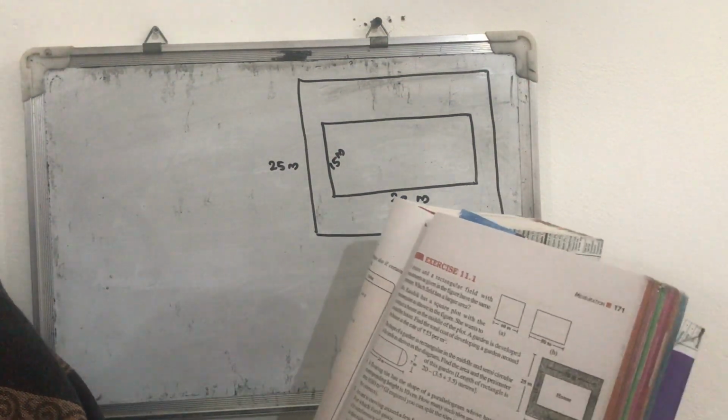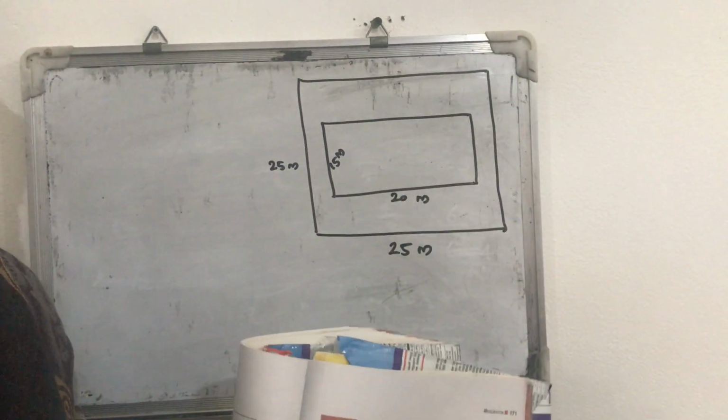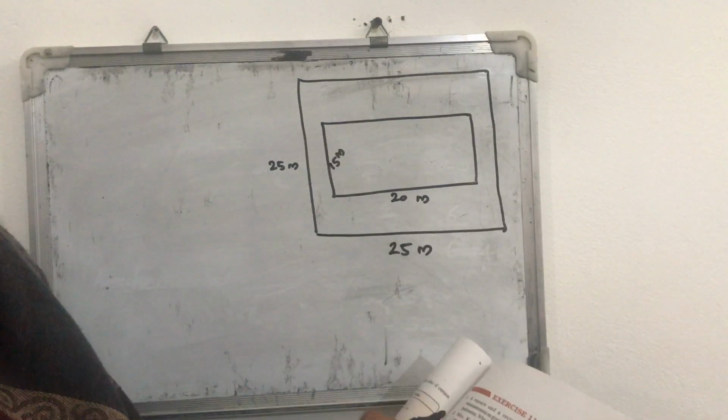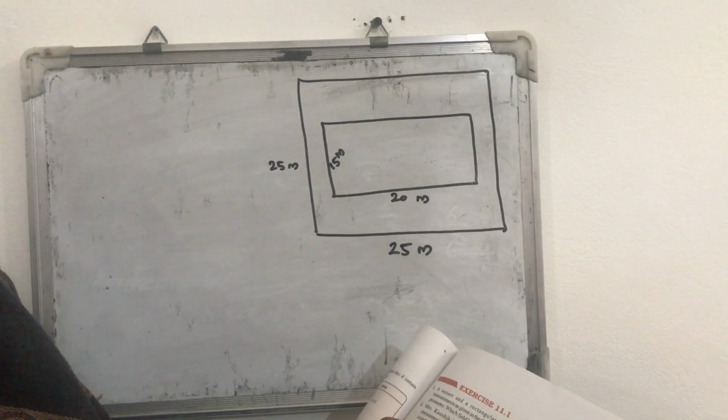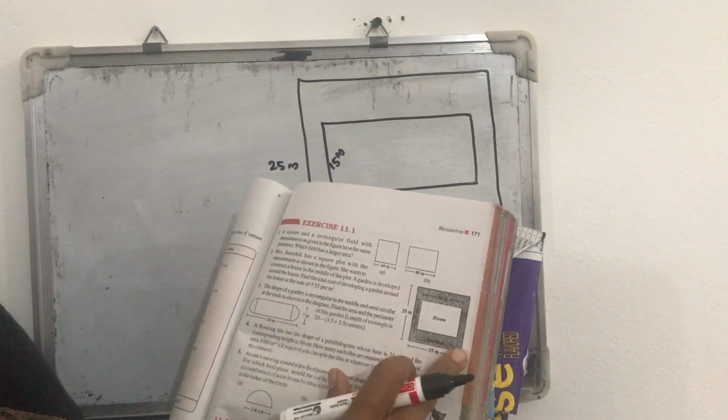Now, the remaining next exercise question we can discuss. All of you take your textbook and read the question well first. Mrs. Kaushik has a square plot with the measurements as shown in the figure. A figure is given.